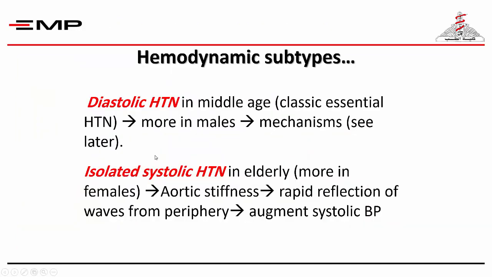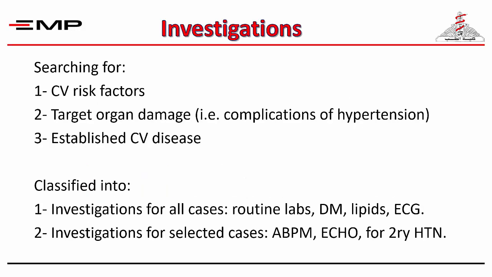Some other hemodynamic subtypes of hypertension. Diastolic hypertension sometimes occurs in middle age, it's the classical essential hypertension. It occurs more in males. Isolated systolic hypertension occurs sometimes in the elderly, more commonly in females, with aortic stiffness, rapid reflection of waves from the periphery, and augmented systolic blood pressure.